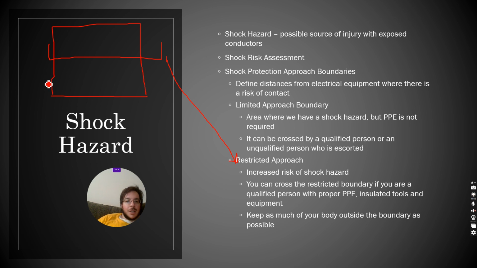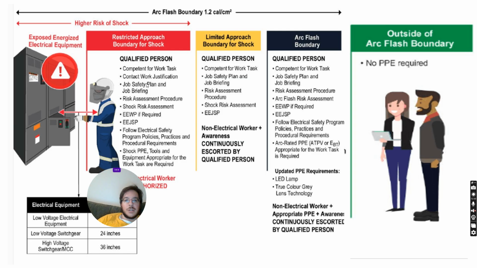And then we've got the limited approach boundary, which is further away. We still have a shock hazard, but it's lower, so we don't require PPE. But again, only a qualified person can be in the limited approach boundary, or someone unqualified who's escorted. And by qualified person, we tend to mean a journeyman electrician. Those are people who are qualified to be near that area.